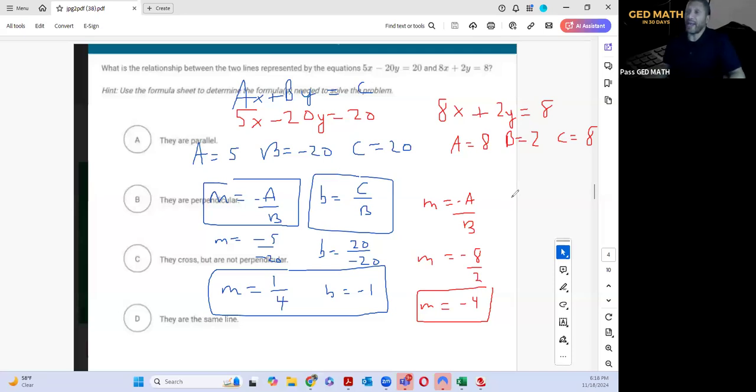Well, right away, I know the answer to this question. How would I know the answer? Remember what I told you. Parallel lines have the same slope. So line 1, first line, slope is 1/4. The second equation, the slope is -4. So they don't have the same slope. So I know those lines are not parallel.